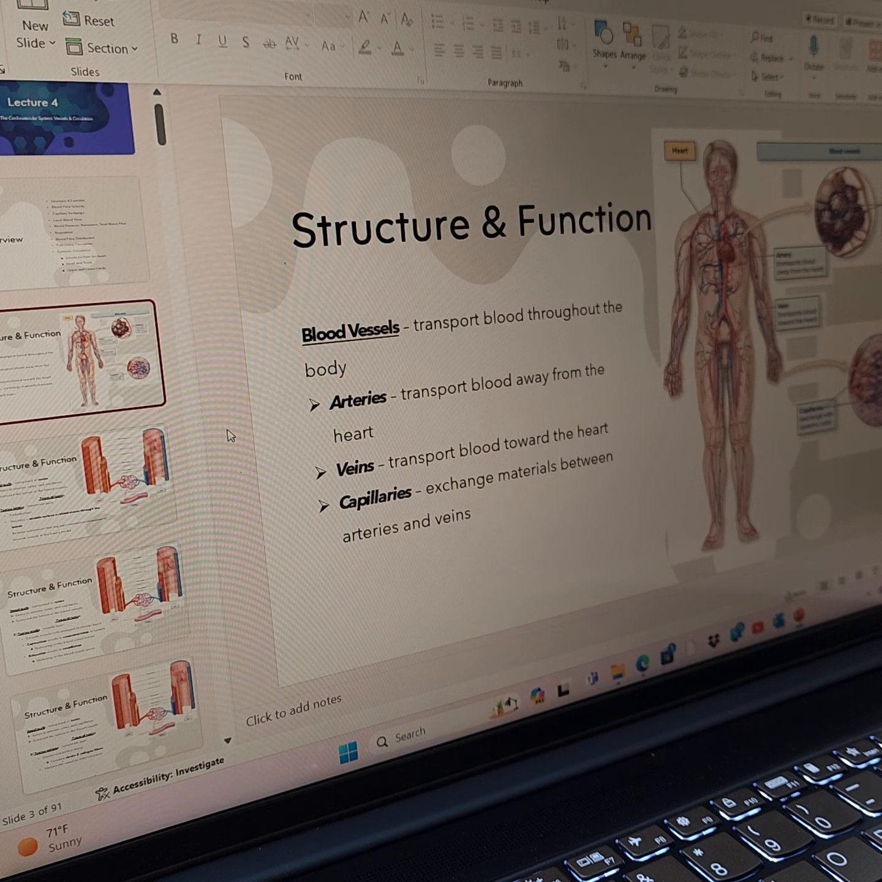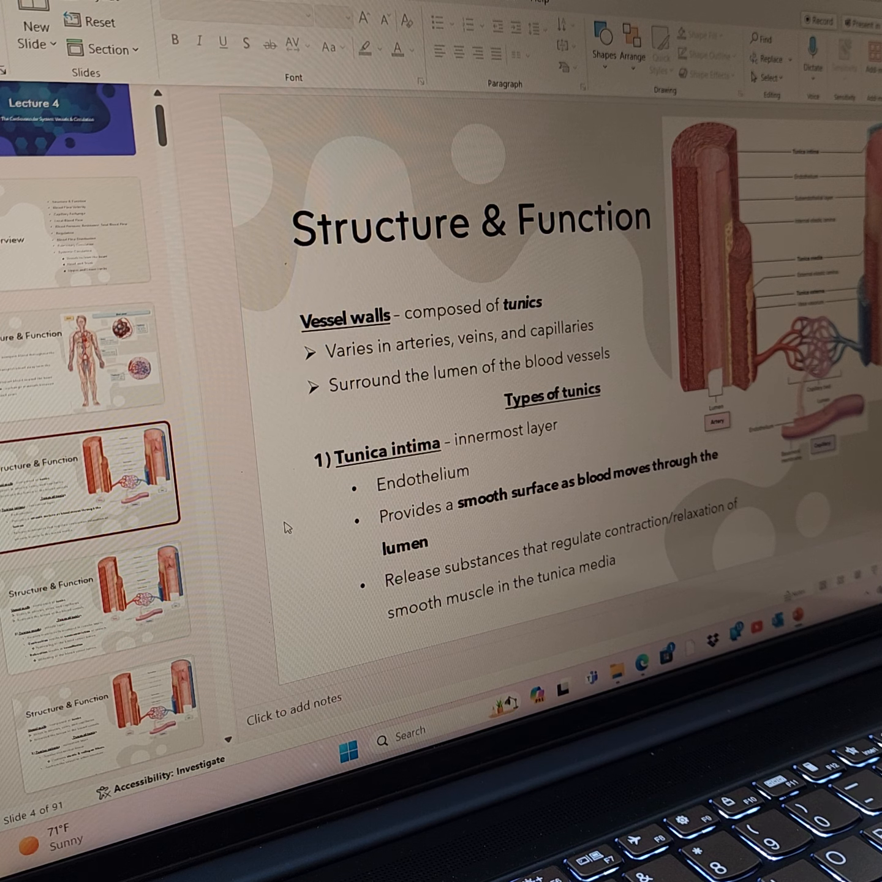Okay, we're moving on. Arteries transport blood away from the heart. Veins transport blood toward the heart. Capillaries are where the exchange occurs between arteries and veins. Tunics: tunica intima, the innermost layer. It has endothelium, which provides a smooth surface as blood moves through the lumen. It releases substances that regulate the contraction and relaxation of the smooth muscle in the tunica media.